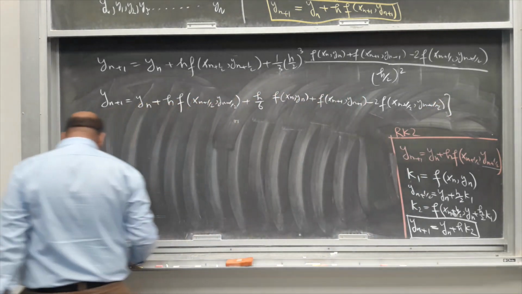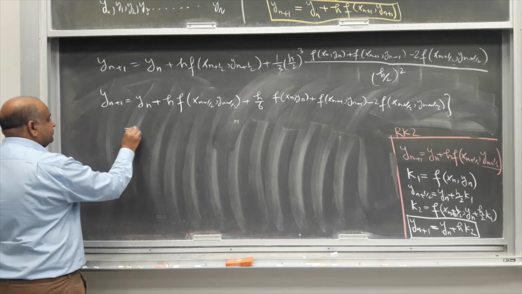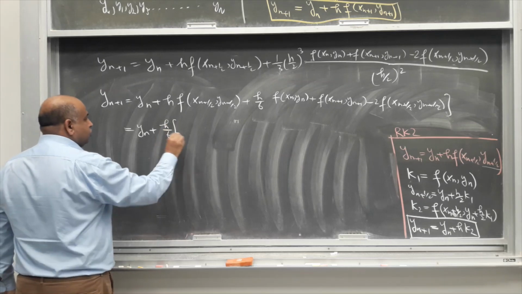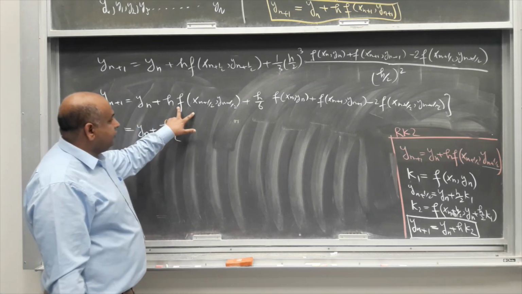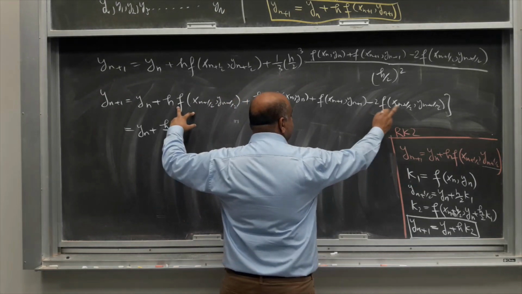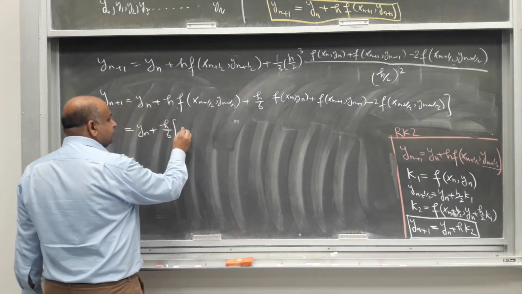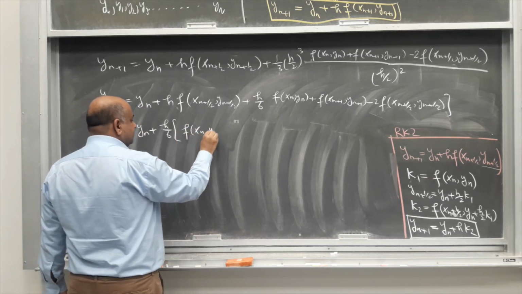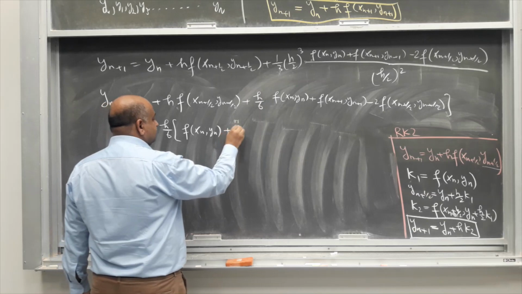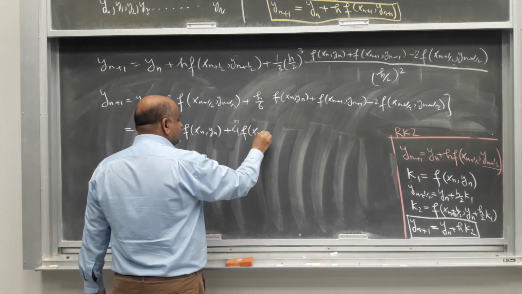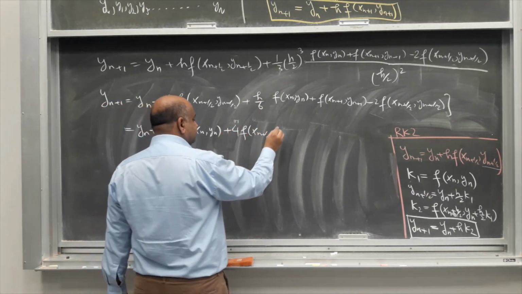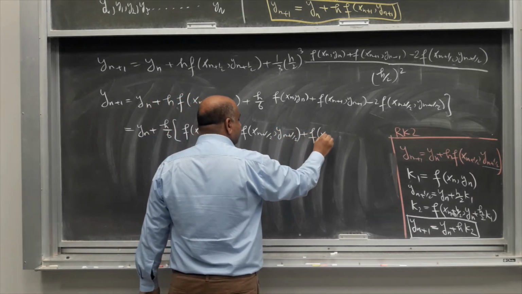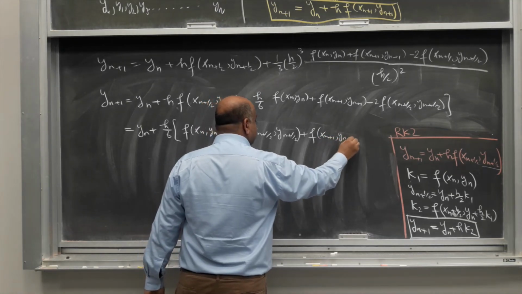And we can combine all of this. Let me take h by 6 common. So I have 6f here and there is this minus 2f, the same. So we get this as it is: yn plus 1 equals yn plus h by 6 times f of xn, yn plus 4 f of xn plus half, yn plus half plus f of xn plus 1, yn plus 1.